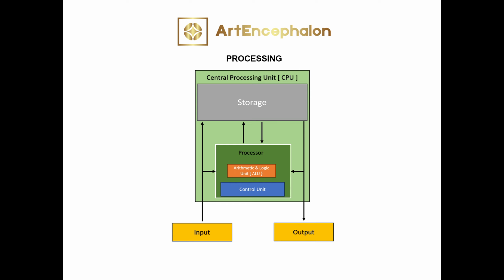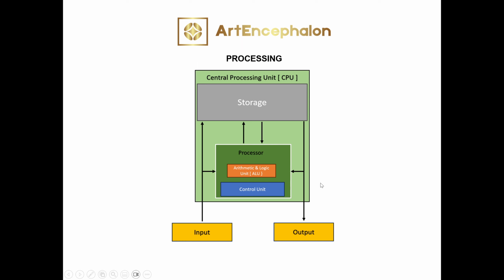So in a typical processor, what you would have is the arithmetic and logic unit, the control unit, and some registers that are packed together with this, and they are called the central processing unit.